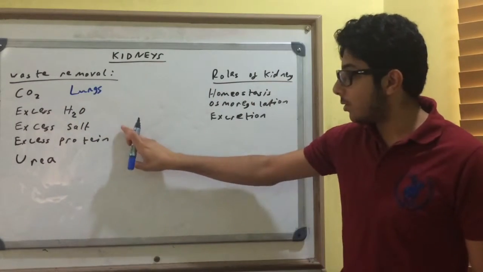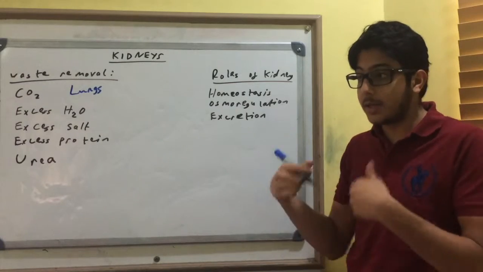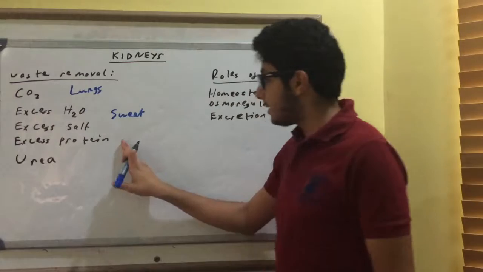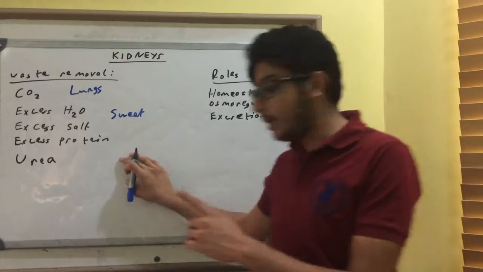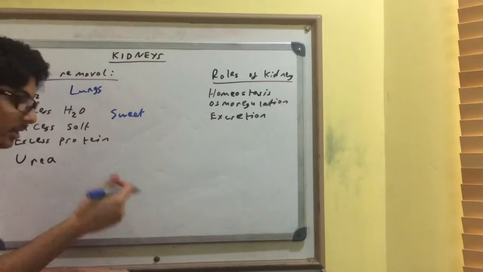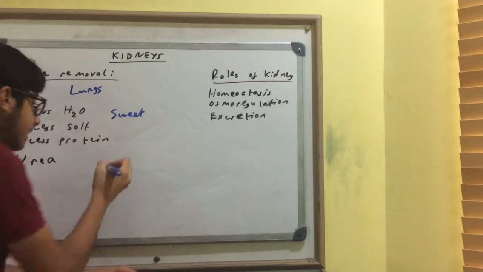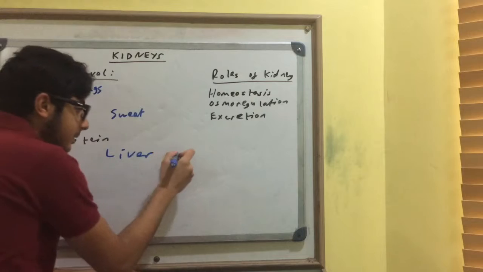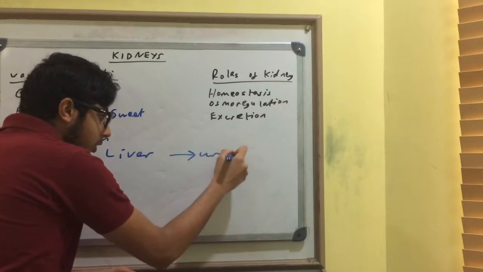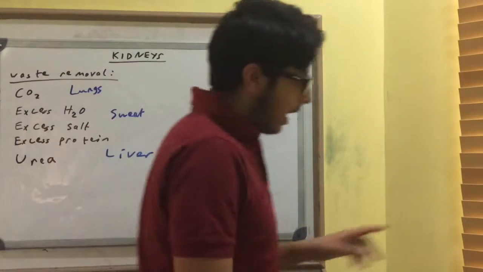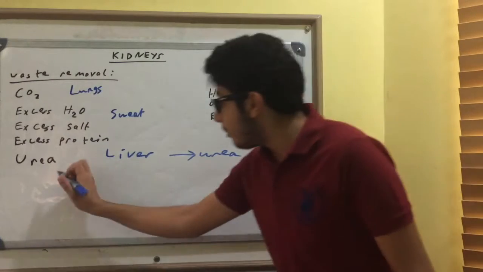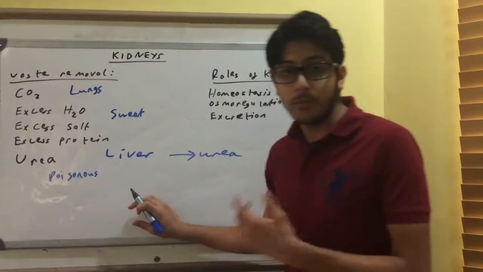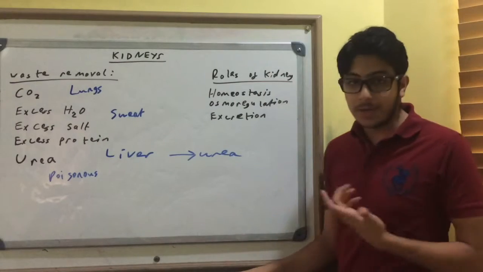Excess water and excess salt, your skin helps with that by providing a surface for sweat. Excess protein, or excess amino acids, because remember proteins are made up of amino acids, your liver breaks them down to give you a substance called urea. And urea is poisonous, so it needs to be removed. And this is removed by your kidneys.